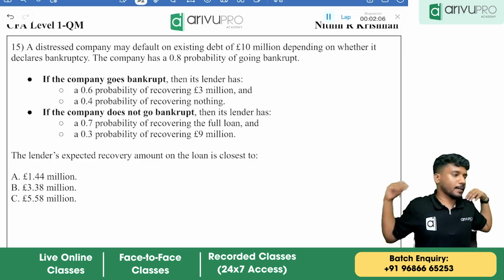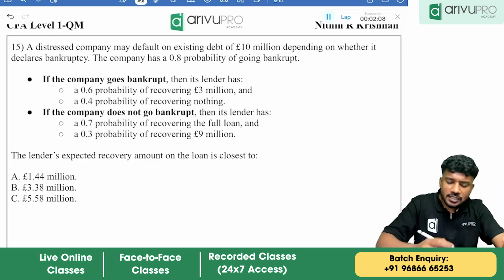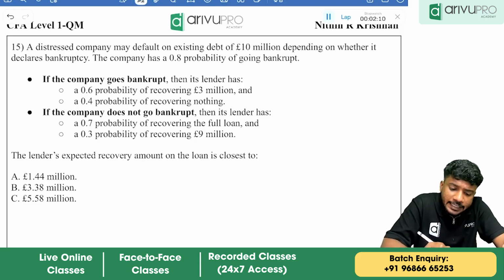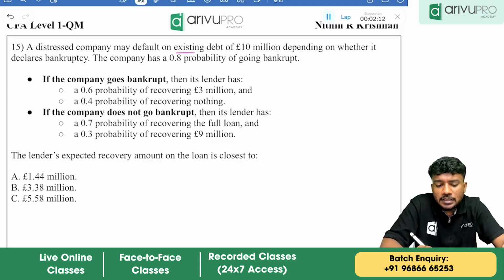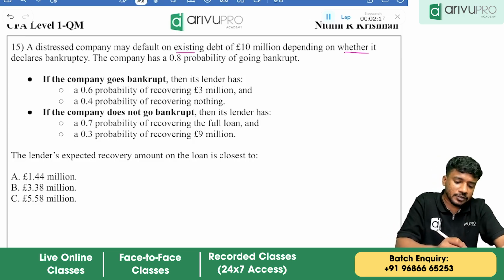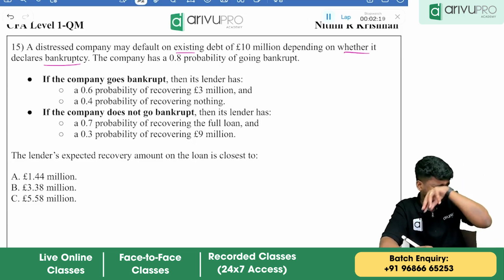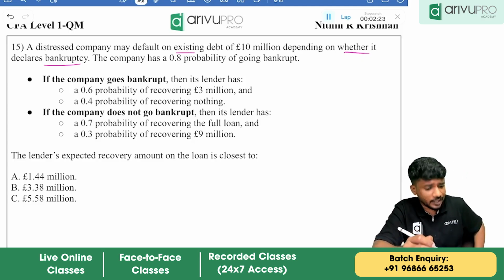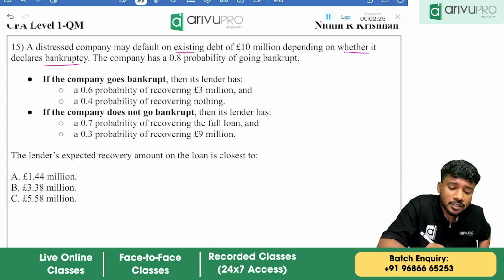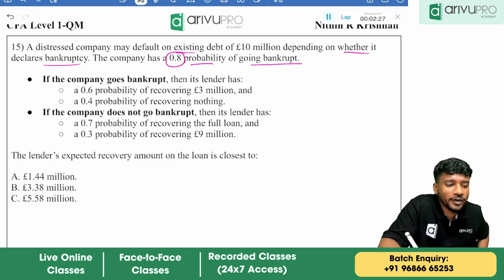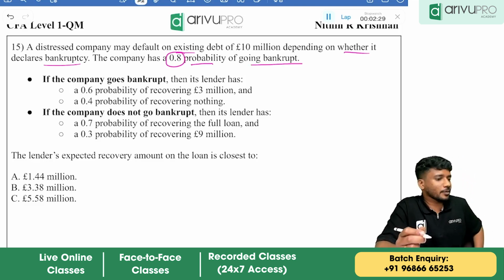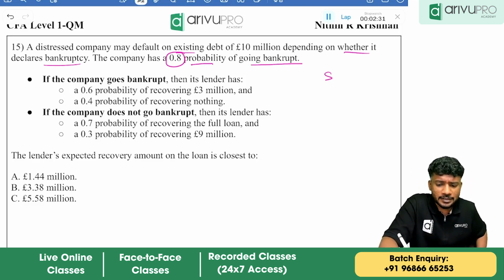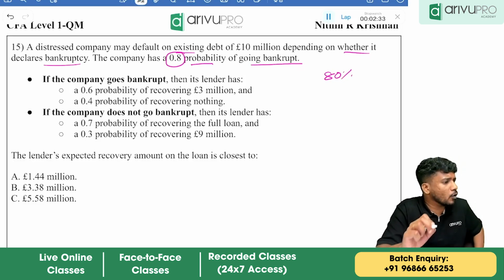Yes, I'll try. A distressed company may default on existing debt of 10 million depending on whether it declares bankruptcy. Okay, how much debt are they having right now? 10 million is the debt they are having right now. The company has 0.8 probability of going bankrupt. Okay, 0.8 probability means an 80% chance that they will go bankrupt.